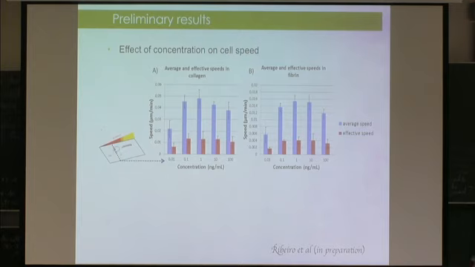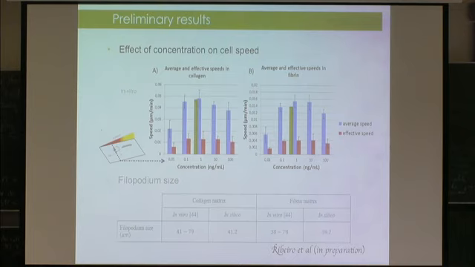And of course, in the experiment, we currently have only one experiment, but we can see that in vitro, our model is able to predict quantitatively the result of the cell migration speed. And also, we have quantified the size of the filopodium in the case of collagen and the case of fibrin.